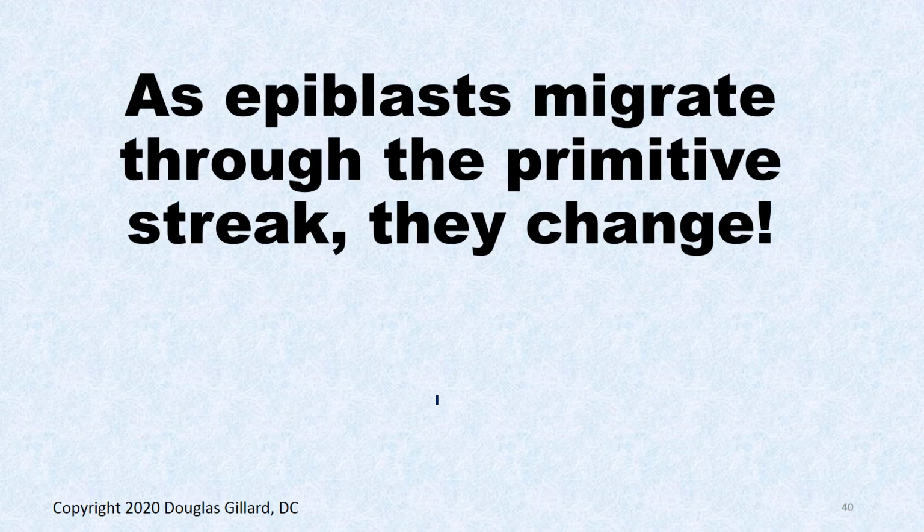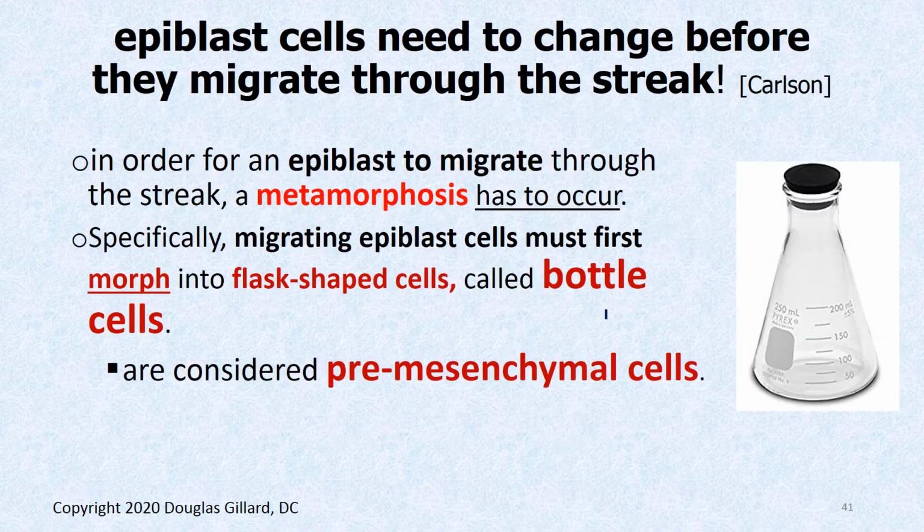Now we're ready to migrate. So let's get migrating. Another thing: these are still simple columnar cells, so they can start working their way toward the primitive streak. But in order to dive down underneath the streak, they first have to have some ability to move. So we have to grow some arms on them so they can crawl. They're going to metamorphose as they start to pass through the streak. So in order for epiblasts to migrate, metamorphosis has to occur. They first morph into something called a bottle cell. Some people call them flask cells, but the official word is bottle cell.